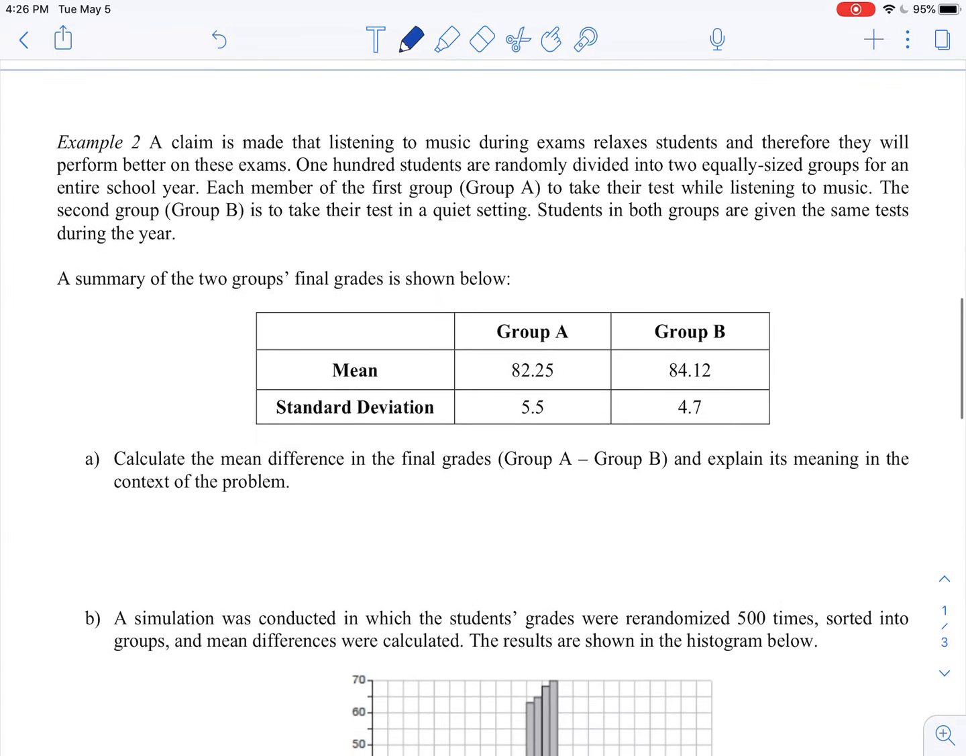So if you take a look at the next problem, it says a claim is made that listening to music during exams relaxes students and therefore they will perform better on these exams. 100 students are randomly divided into 2 equally sized groups for an entire school year. Each member of the first group takes their test while listening to music, while each member of the second group takes their test in a quiet setting. Students in both groups are given the same test throughout the year.